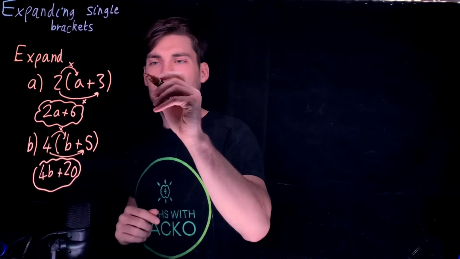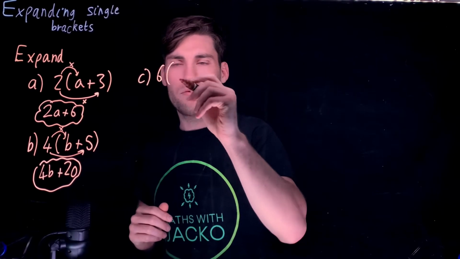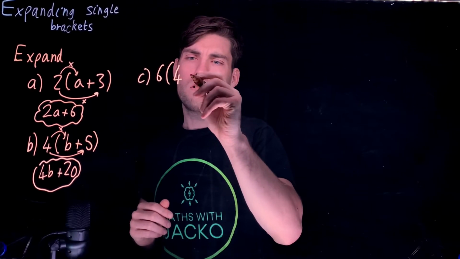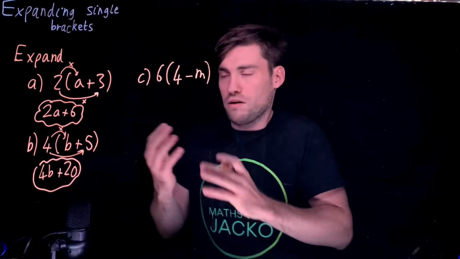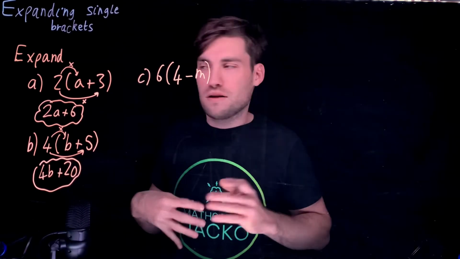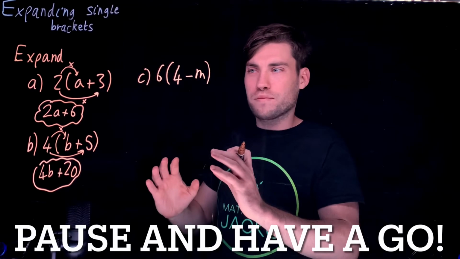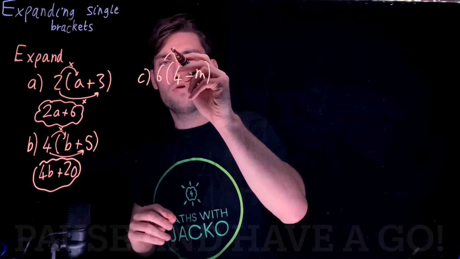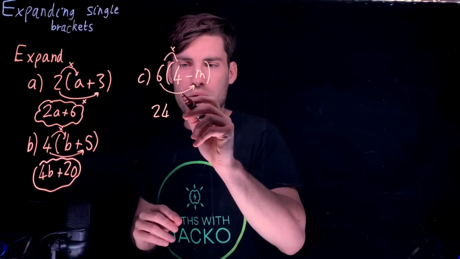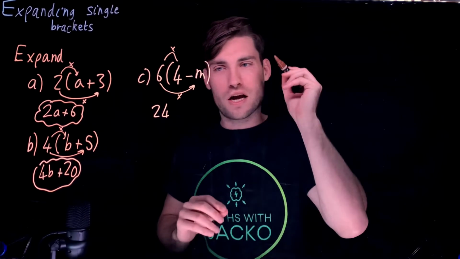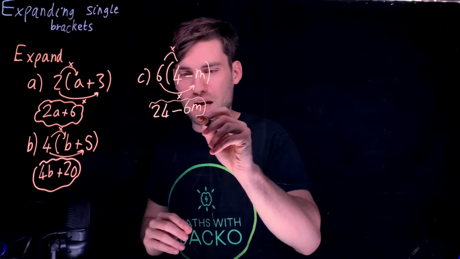Let's step it up. Okay? So, still on expanding. Right, let's see if we've got 6 brackets 4 minus M. I like to use different letters because in an exam, they use any letter, okay? It's not just always X's, Y's, and A's. It can be any letter. So pause it. Have I got this one? Right then, so 6 multiplied by 4 is 24. 6 multiplied by minus M. Be careful, that minus catches everyone out. Is minus 6M. And that is it. That is the answer for this one.